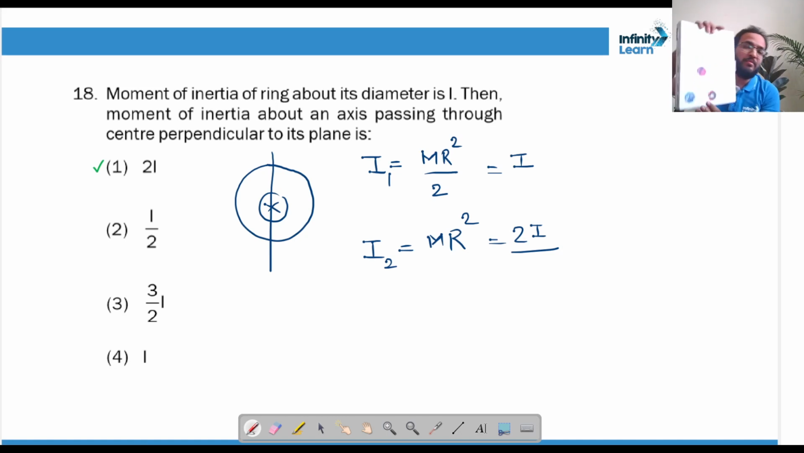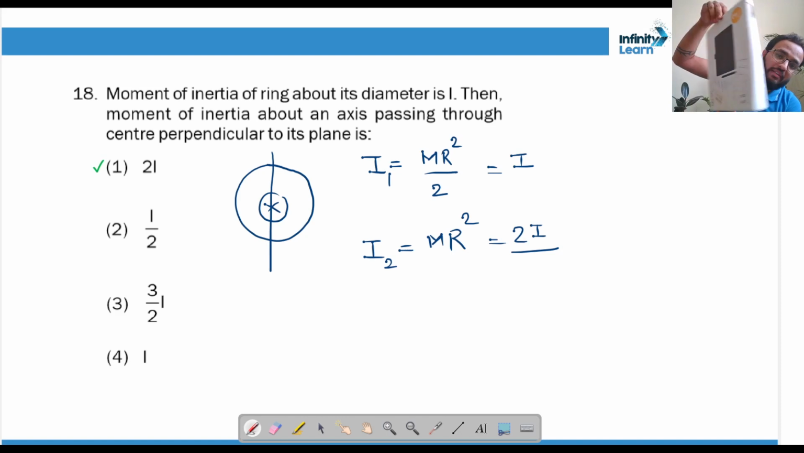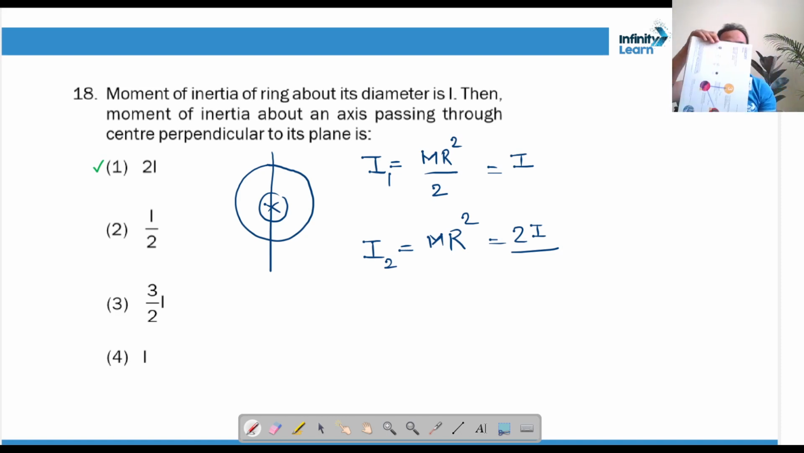See, suppose this is the disc. So this is about the diameter, right? And if this is the disc and we are talking about this axis, the central axis, then you should know this formula: about the diametrical axis for a ring it is mr square by 2. For the central axis, it is mr square.